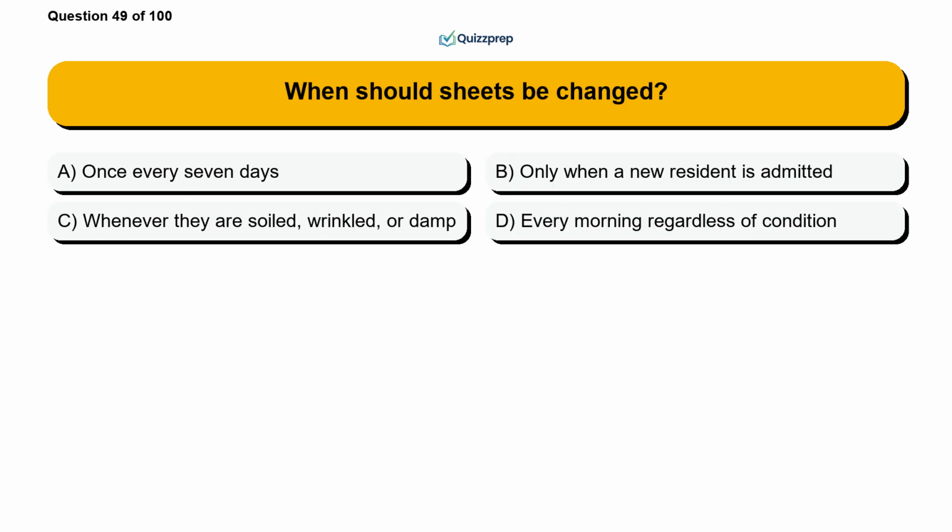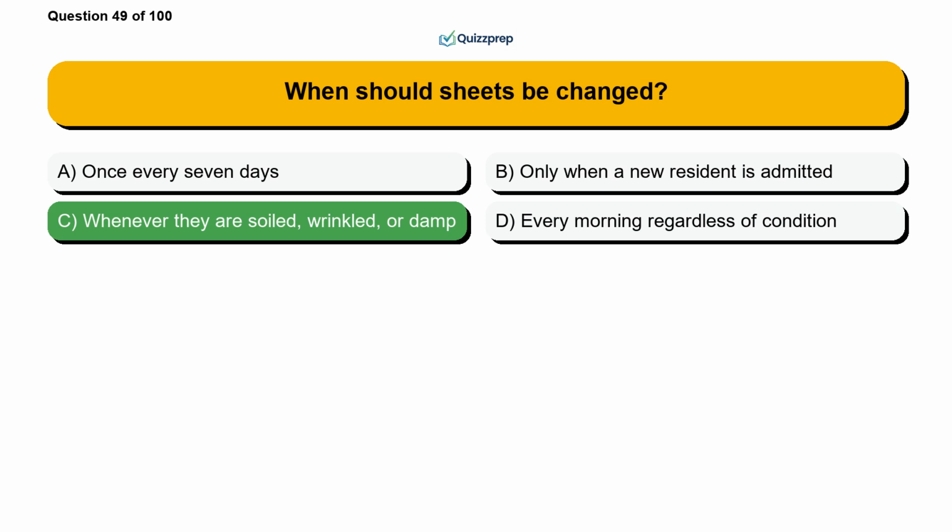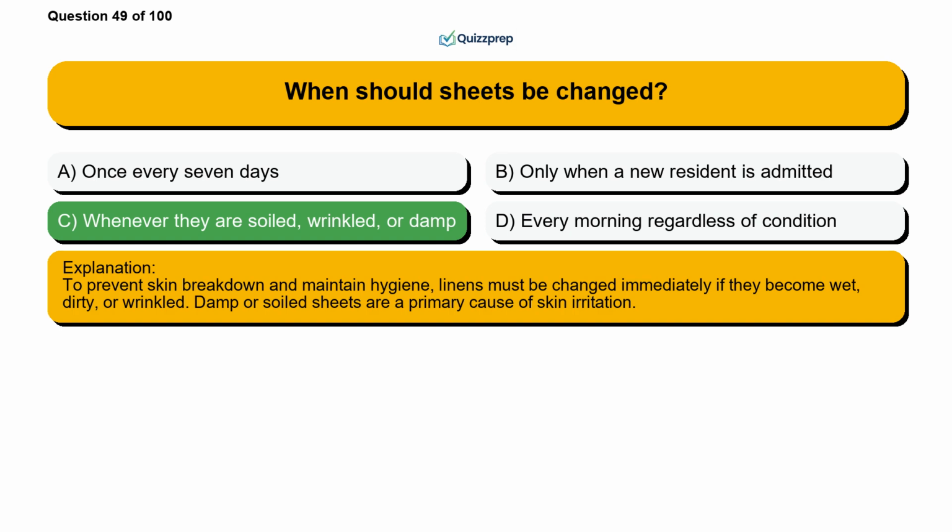Question 49. When should sheets be changed? Option A, once every 7 days. Option B, only when a new resident is admitted. Option C, whenever they are soiled, wrinkled, or damp. Option D, every morning regardless of condition. The correct answer is option C, whenever they are soiled, wrinkled, or damp. To prevent skin breakdown and maintain hygiene, linens must be changed immediately if they become wet, dirty, or wrinkled. Damp or soiled sheets are a primary cause of skin irritation.